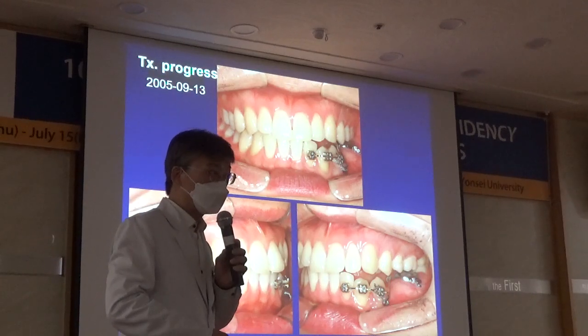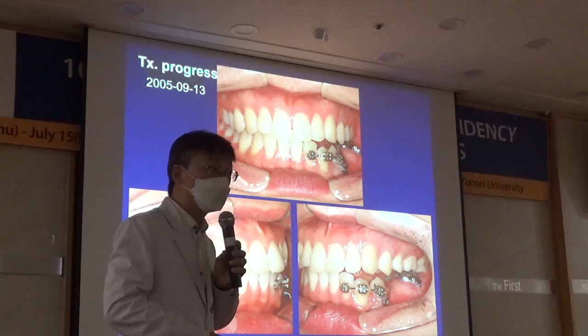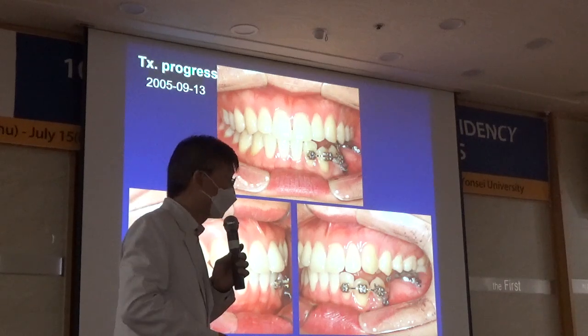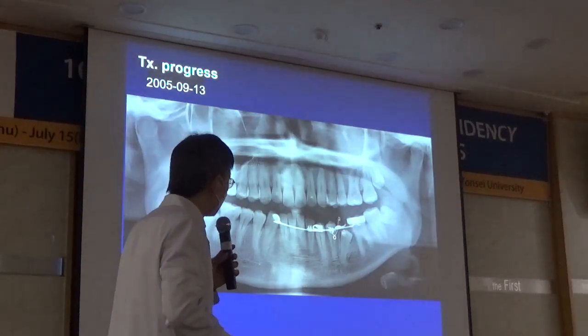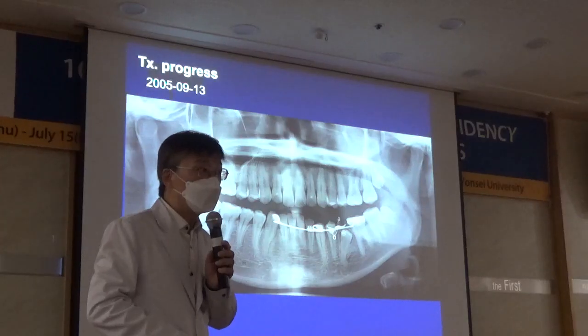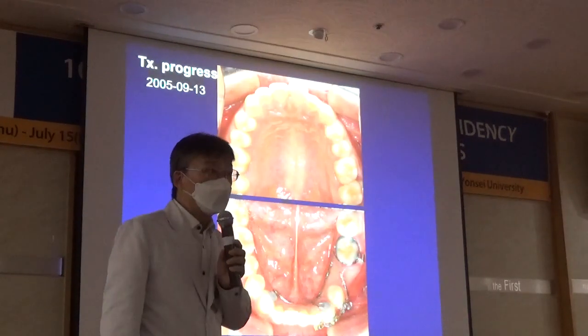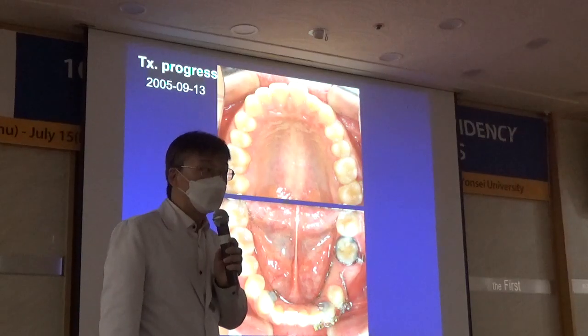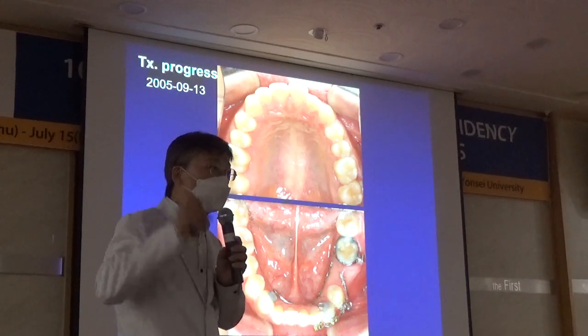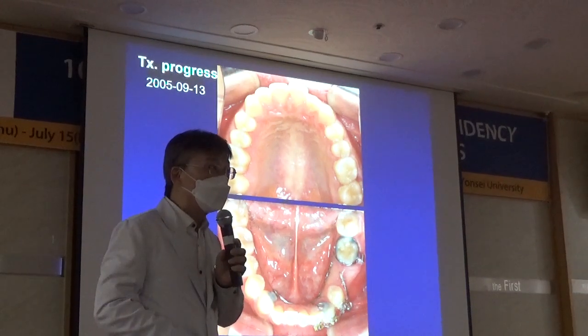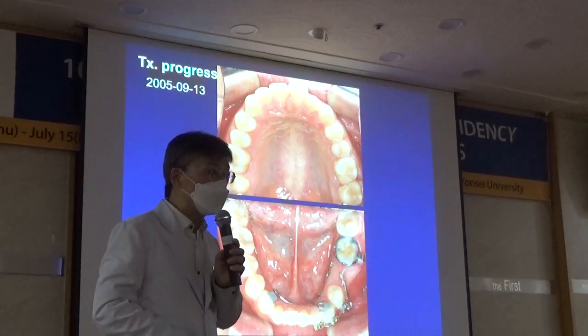Is there anything wrong? What do you suspect? Maybe ankylosis of impacted second premolar. Let's have a look at the panoramic. Was it ankylosed? No, not ankylosed. Is there anything wrong? How many teeth did they use as anchor unit? How many teeth are included in anchor unit?